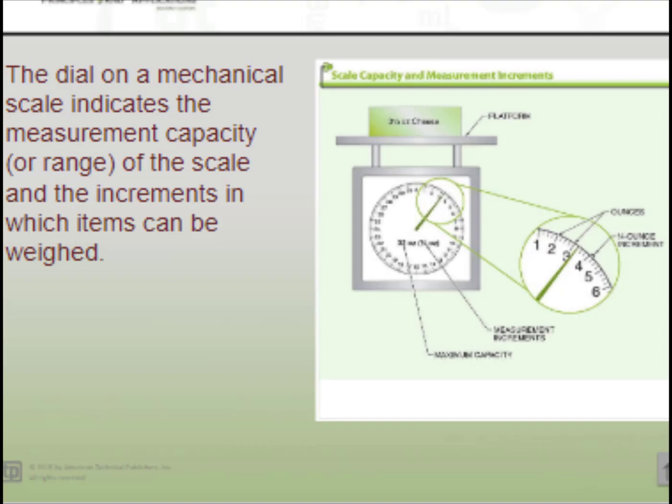A mechanical scale is a scale with a spring-loaded platform and a mechanical dial system. The dial indicates the measurement capacity or range of the scale and the increments in which items can be weighed.